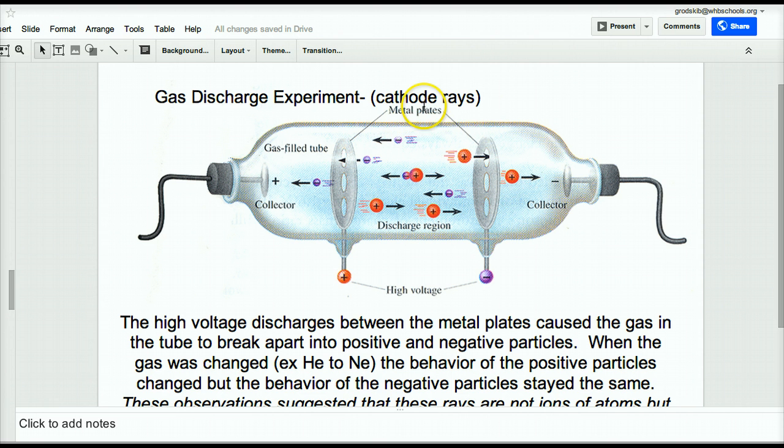And by the way, cathode ray tubes, CRTs, were used before flat screen TVs. Your parents remember these heavy tubed TVs that had electrons moving around to create the color and the images on your TV before plasma and LCD. In any case, interestingly enough, when these positives are pulled back to this collector, these positive ions were always different. Why were they different?